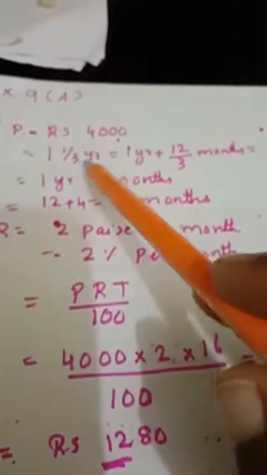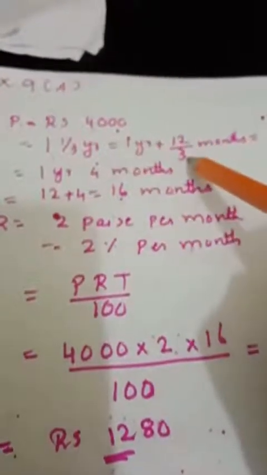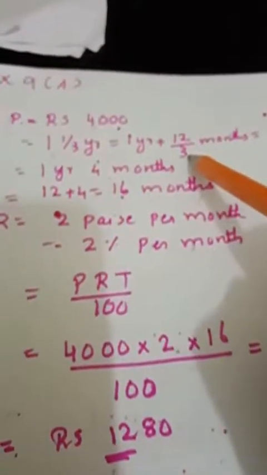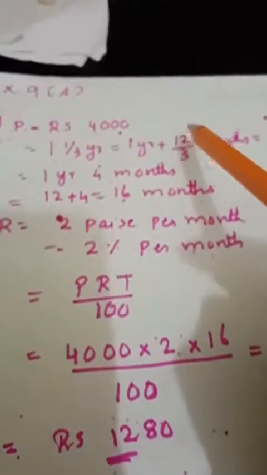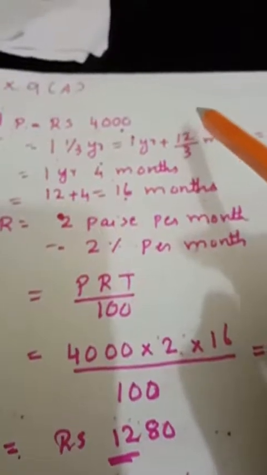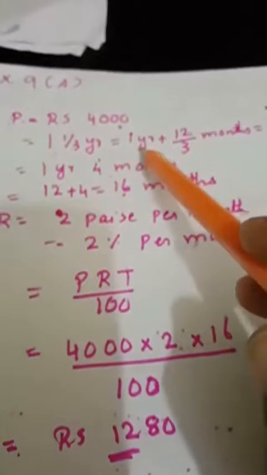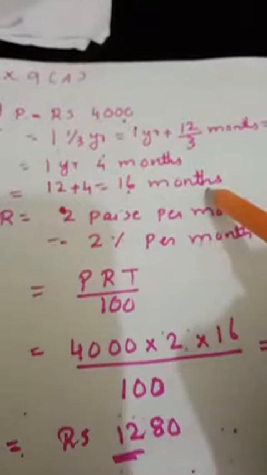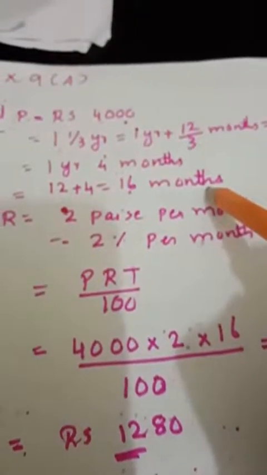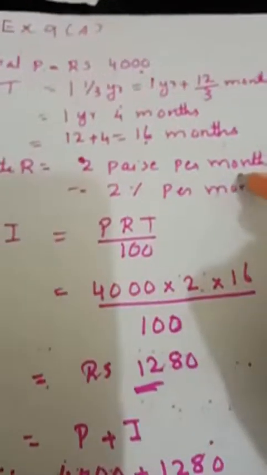See, 1/3 year means it will change into month. That is 12/3 months. 12/3 means 4 months. And 1/2 means 6 months, and 3/4 means 9 months, like that. So 1 year is equal to 12, plus 4 months, 16 months. Because in this question we need months, not years. Now let rate is equal to 2 paisa per month.